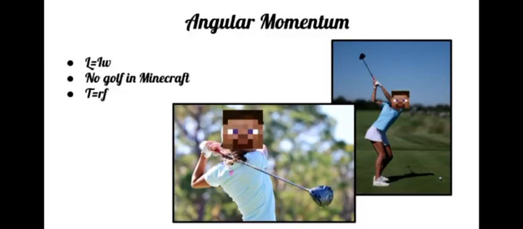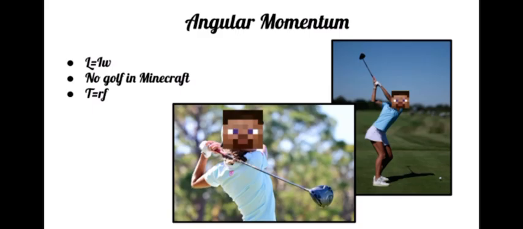So our next point is angular momentum. And angular momentum is described as L equals I omega. And instead of actually playing golf, Dustin and I are too lazy, so we did not go outside and play golf. And unfortunately, golf is not in Minecraft, so we couldn't use Minecraft as an example here, I guess. Instead, we have Kai Trump playing golf.